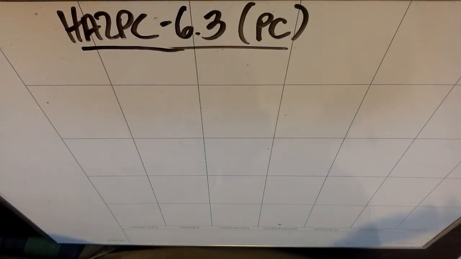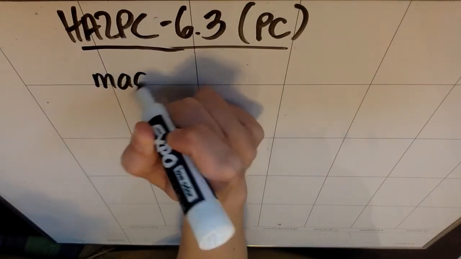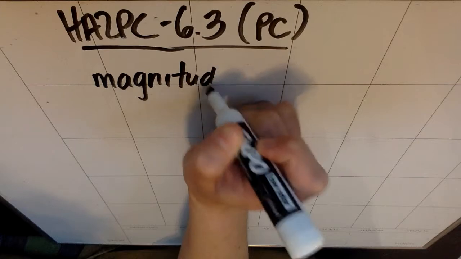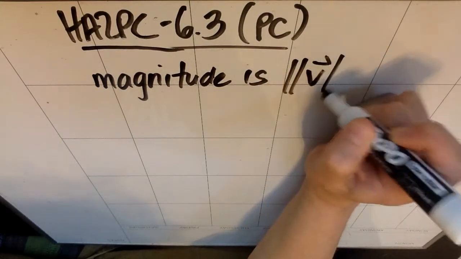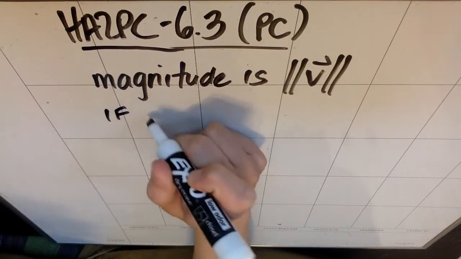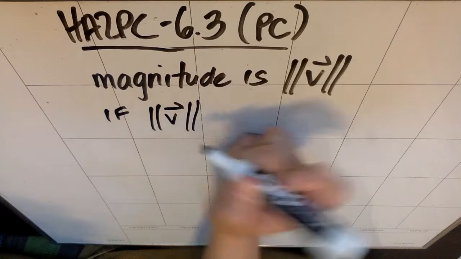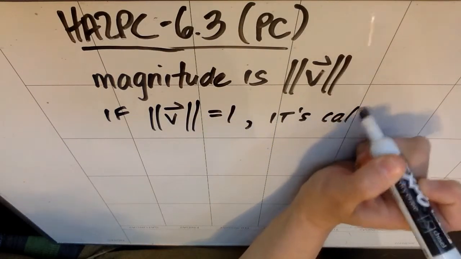All right, so we are continuing with 6.3 Honors Algebra 2 Pre-Calc in Pre-Calculus. And what we're going to be talking about now is unit vectors. So we've already established that the magnitude of a vector v is written as this weird double absolute value of v, right? So if the magnitude of v is 1, it's called a unit vector.